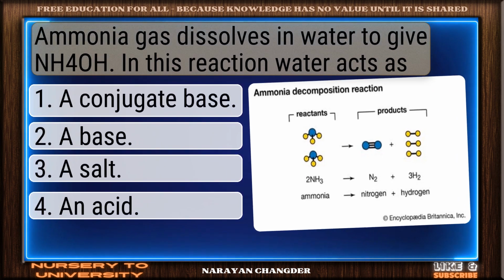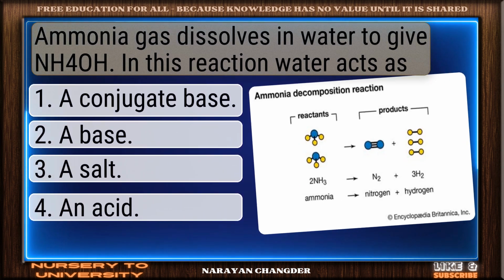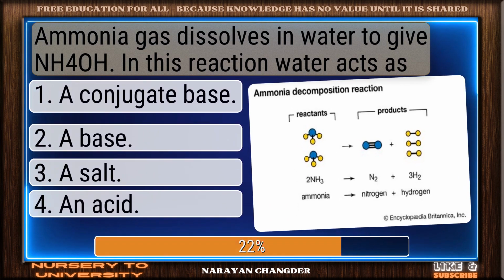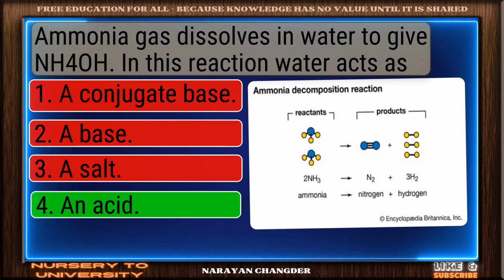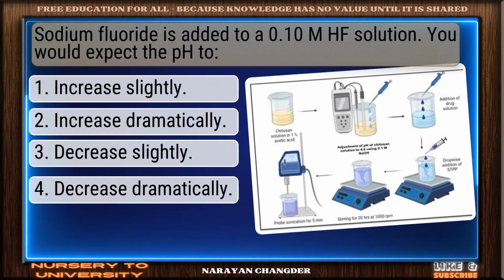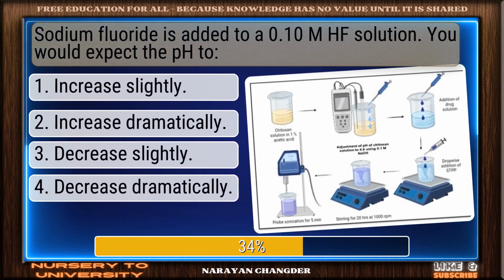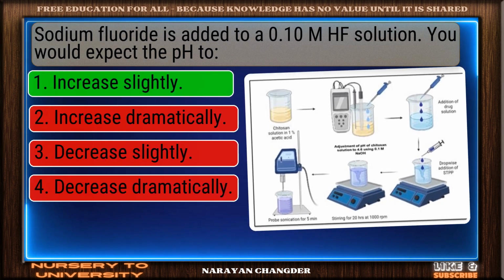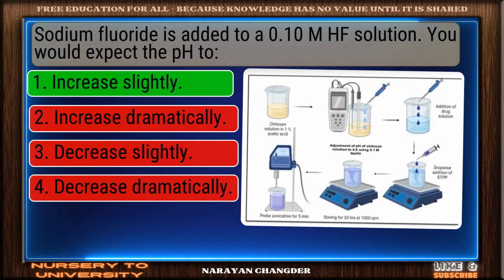Ammonia gas dissolves in water to give NH4. In this reaction, water acts as. Nicely done. An acid is a solid answer. Sodium fluoride is added to a 10 mM solution. You would expect the pH to. Right choice. Increase slightly is the best answer.